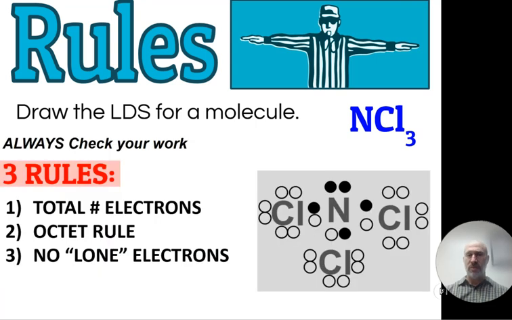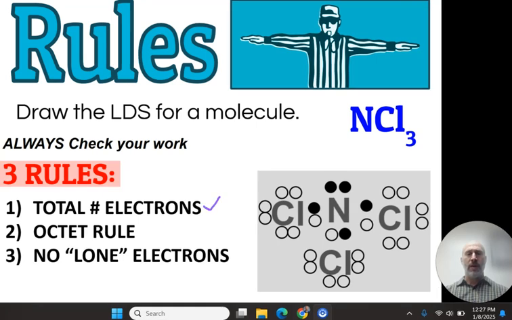There are 3 rules in Lewis dot structures to always check. Number 1, the total number of electrons has to equal however many valence electrons you have in total. So remember, nitrogen we said had 5, and then each chlorine had 7. So I had 7, 7, 7, so that's 21, and then 21 plus these 5, I should have 26 total. So you just count to make sure you've got the correct amount. So I got 2, 4, 6, 8, 10, 12, 14, 16, 18, 20, 22, 24, 26. So that rule is good to go, right? So I'm square there.